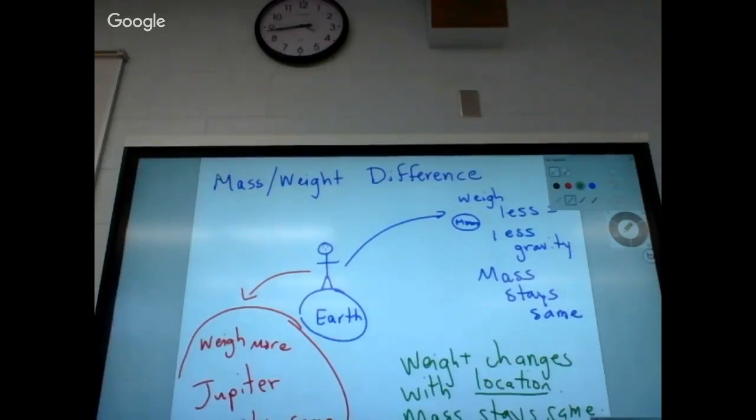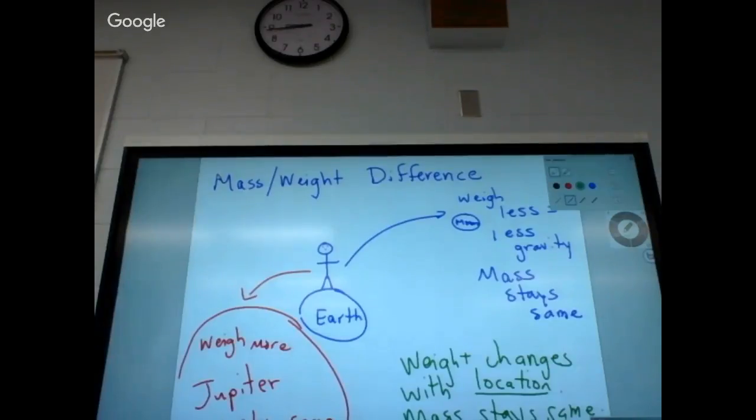All right, weight changes with location. Mass stays the same. So the only way to change your mass is to do what to you? Add more. Yeah, so if I chop off your arm, I can change your mass. Short of that, your mass is not going to change, okay? Gravity changes your weight because the force that something pulls on you changes your weight, all right?